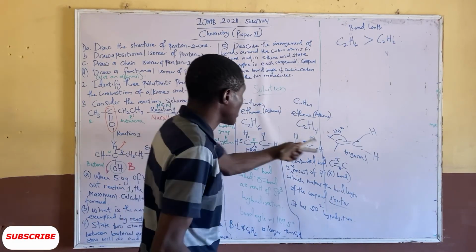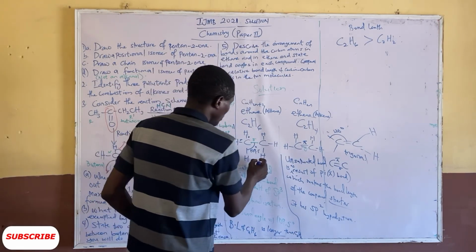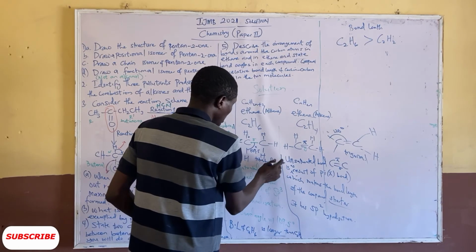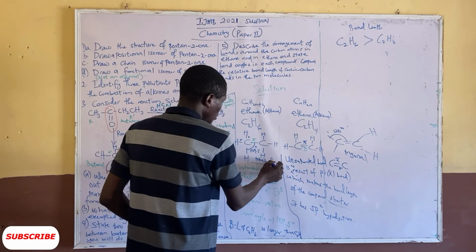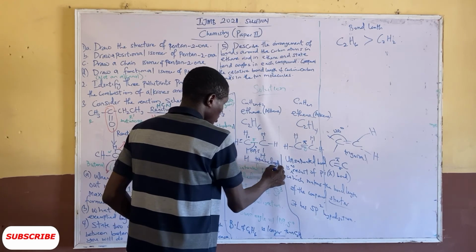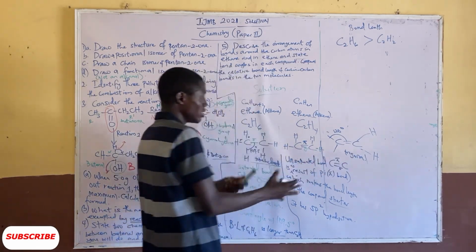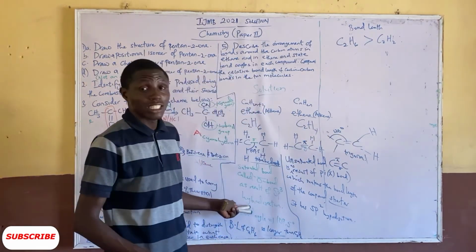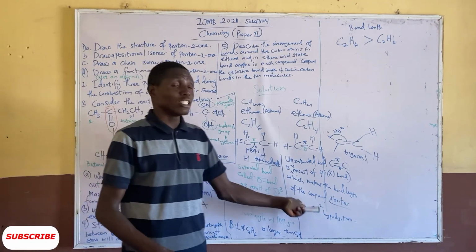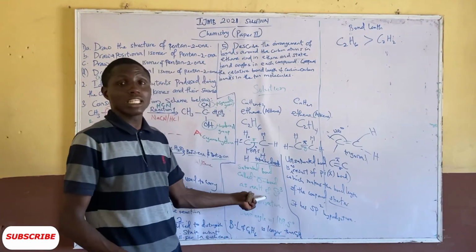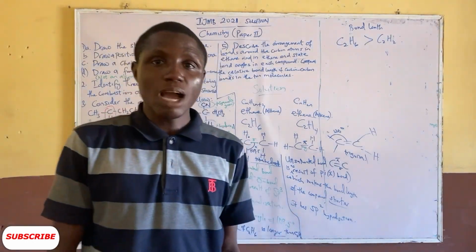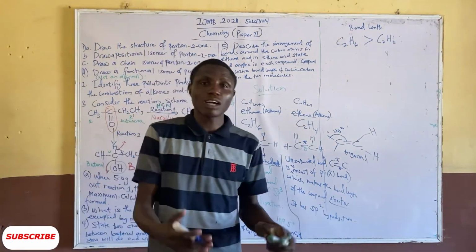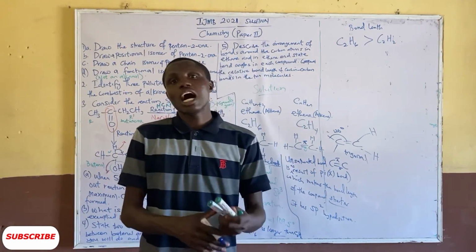Also, the carbon here in ethene is trigonal, and this one in ethane is tetrahedral. Please note that this one is tetrahedral, and the bond here is trigonal. This one has sp3 hybridization and a longer bond length, and this one has sp2 hybridization and a shorter bond length. So these are the differences between ethane and ethene, the arrangement of carbon in the molecules, as well as the bond length.